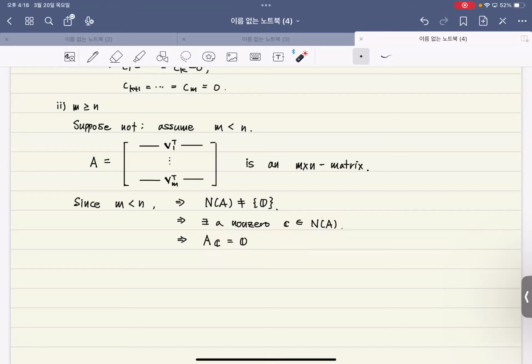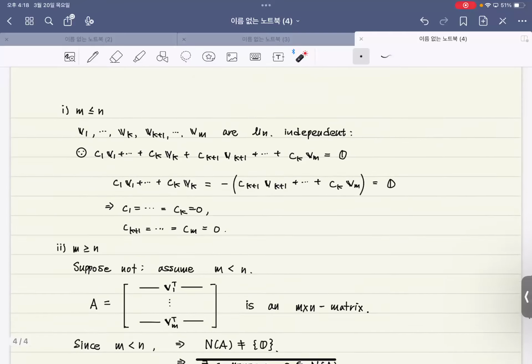Now, this is basically you are multiplying this column vector C on the right of this matrix, and multiplication of this guy equals 0 means, every entry of this 0 vector is actually nothing but the inner product of this row by this column, right? So, is it a contradiction? Oh yeah, this is clearly a contradiction.